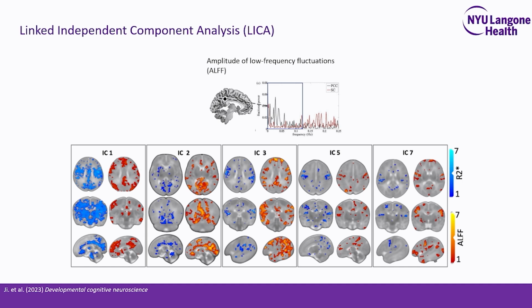For the iron proxy, we use the R2* map, and for the neural activity, we use ALFF, the amplitude of low frequency fluctuation. It is a summation of the neural activity within a specific frequency band. As shown here, we have 5 components stand out. The blue is showing the iron deposition, and the red is the ALFF, and we can see they are pretty much co-localized to each other across all components. The first component stands out because it is much more extensive than the others.